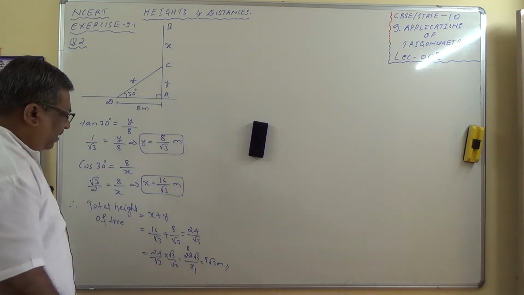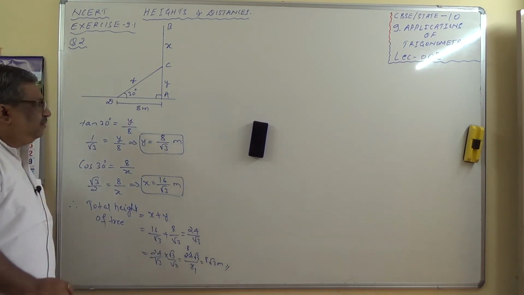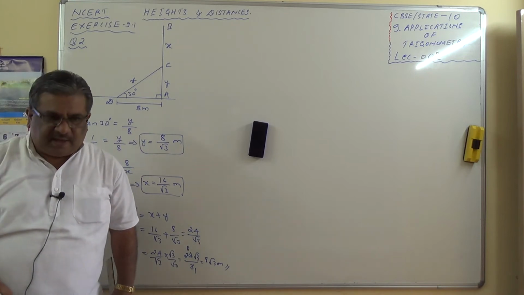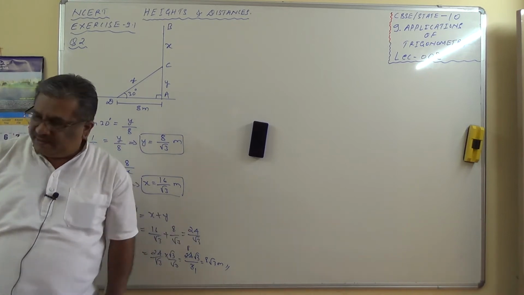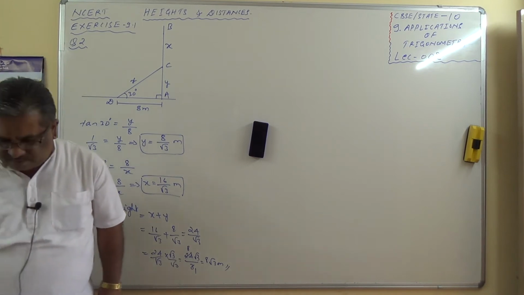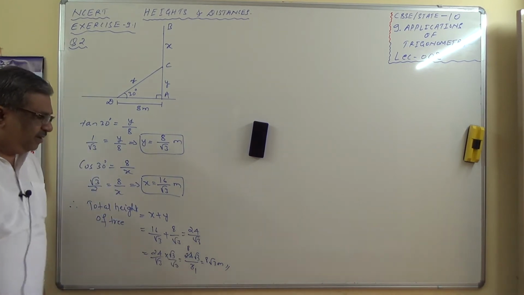So what is the answer we are getting? 8 root 3 meter. Let me check the answer here. I think the textbook also can be checked, but that is more important than this thing. So the answer is 8 root 3 meter. Note down.